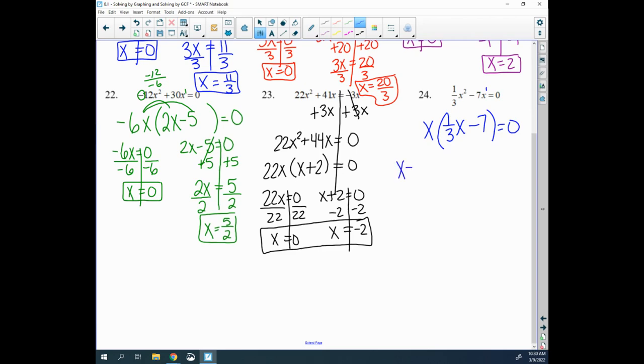So now set each factor equal to 0. This guy's done, right? That was easy, solved. How do I solve this? What should I do first? Add 7.